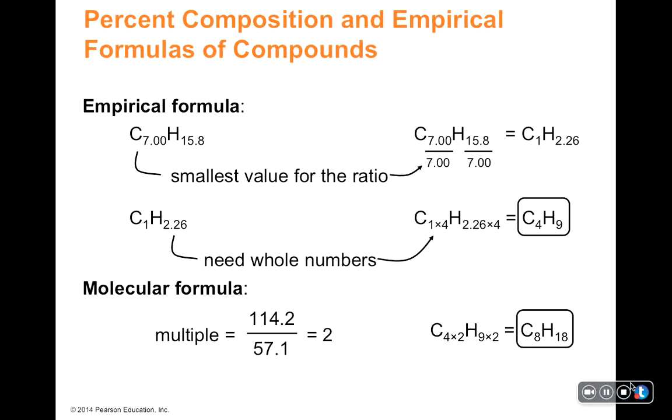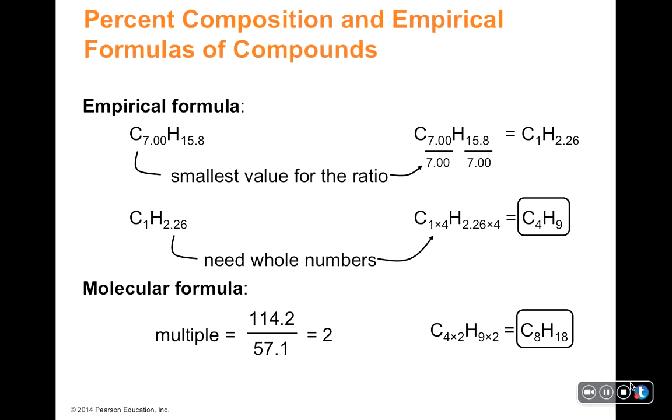The empirical formula is the smallest whole number ratio between the atoms in a compound. So hopefully you can see that C8H18 could be divided, each of those by 2, and we would get C4H9. And that would be the smallest whole number ratio that relates carbon to hydrogen in the compound.